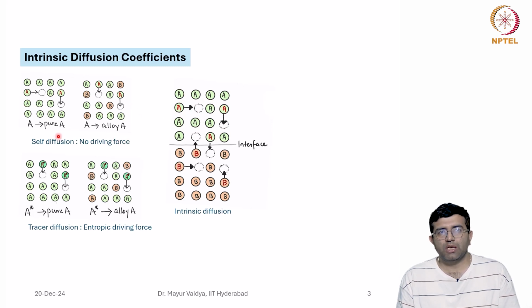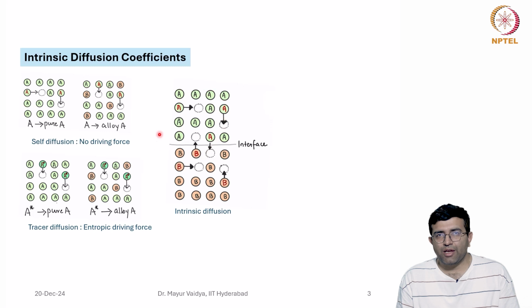In the first case, when it is self diffusion, there is no driving force present. In the case of tracer diffusion, it is purely entropic driving forces. There are not enough concentration gradients or so on present. But here you have a relatively large concentration gradient, or as we saw in the chemical potential lecture, the diffusion is driven in this case by the chemical potential gradient. So you have pure A here, you have pure B here. That is what drives the diffusional process, or the interdiffusion process.